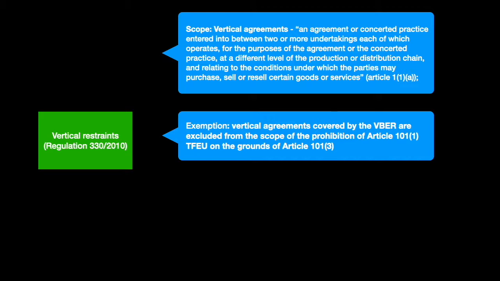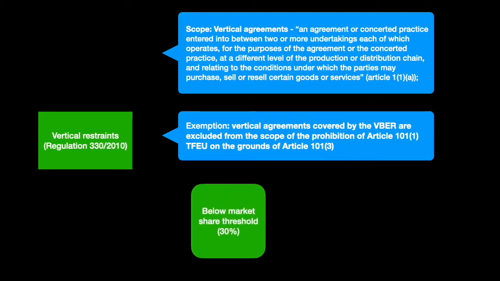Now, the exemption means that all the vertical agreements covered by the Vertical Block Exemption Regulation are then excluded from the scope of the prohibition of Article 101, Paragraph 1, on the grounds of Article 101.3, as we've seen in earlier slides. Now, in order to meet these requirements, the agreement must involve parties that do not have shares above the market share threshold of 30%. So neither the buyer nor the seller may have in their respective markets more than 30% of market share. If they do, then the block exemption regulation will not be applicable to the agreement between those firms.